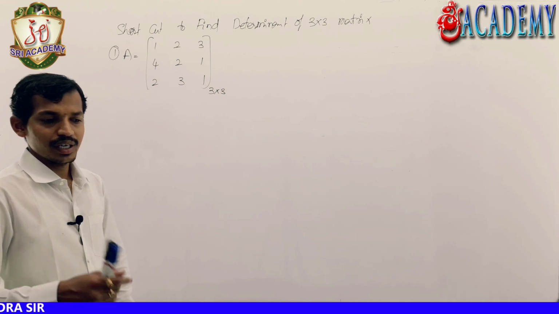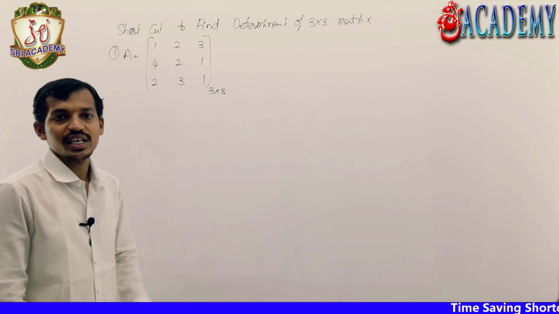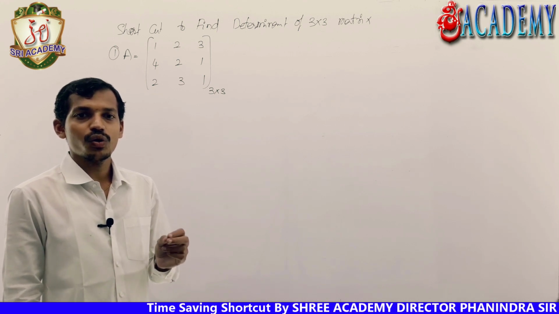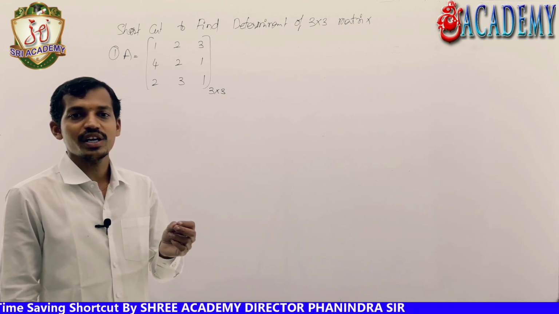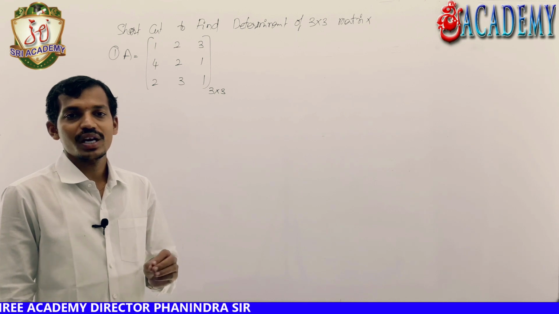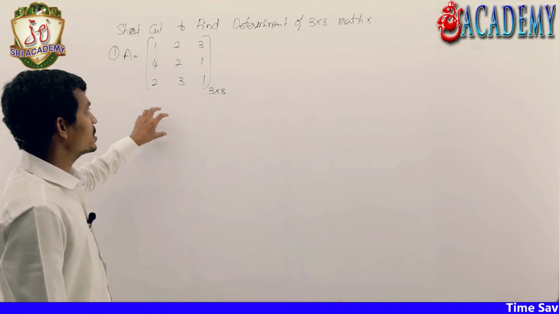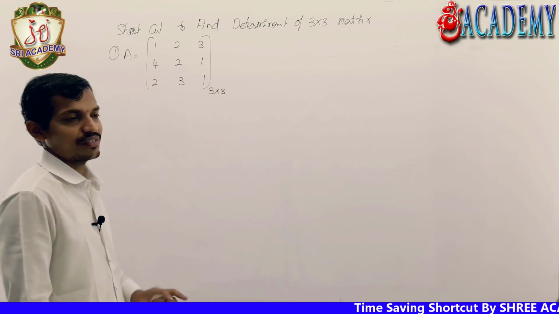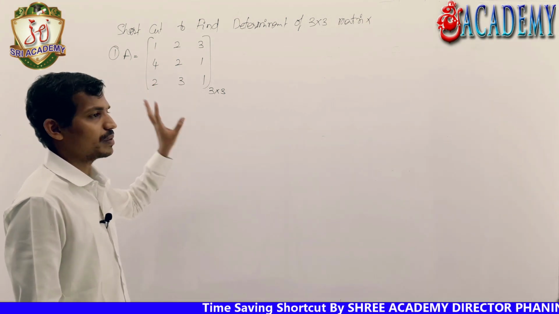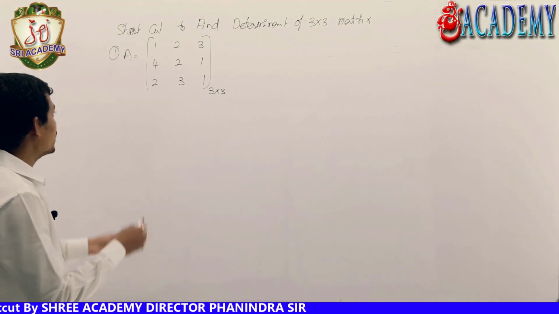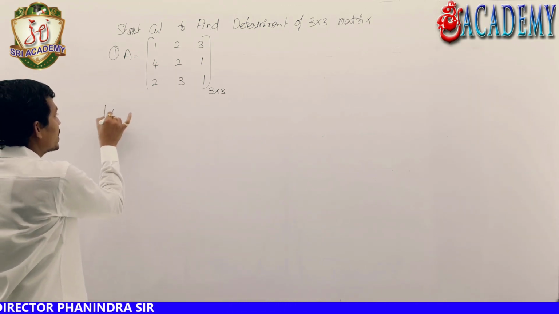How to find the determinant? The definition of determinant is the sum of products of elements of a row or column with their corresponding cofactors. First we will learn the procedure to find the determinant of any matrix, that is a 3 by 3 matrix. Simply, the determinant is represented like this.